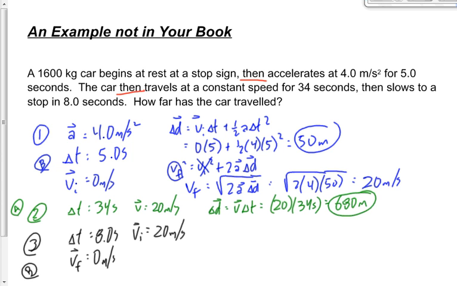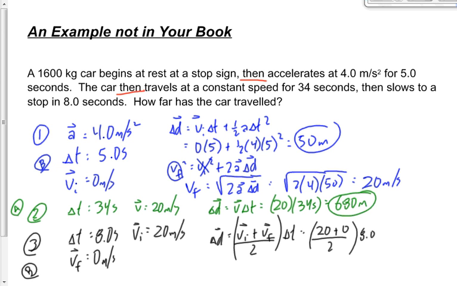So now we're probably just going to say what? How about this one? D is equal to VI plus VF over 2 times T. You might not be quite as quick at picking out which equation is the best one to use, but you'll figure it out. That's what we've been doing for the last 2 days, is figuring that out. Today we're just doing it 3 times in one question. VI is 20 plus 0 over 2 times a time of 8 seconds. Gives me 80 meters.